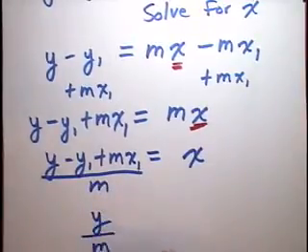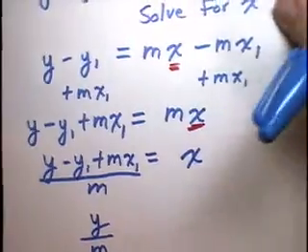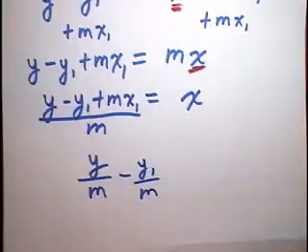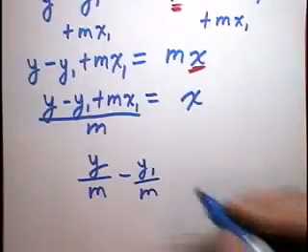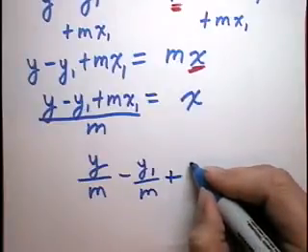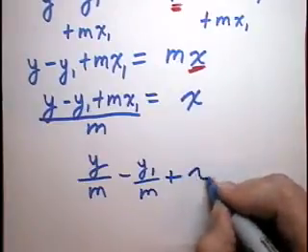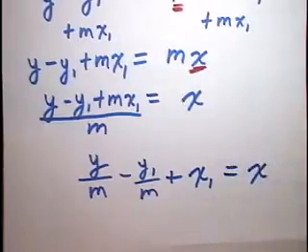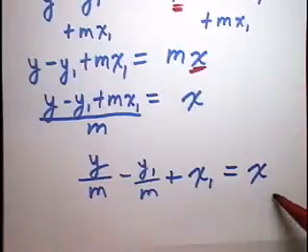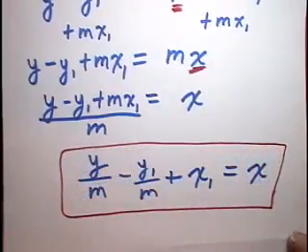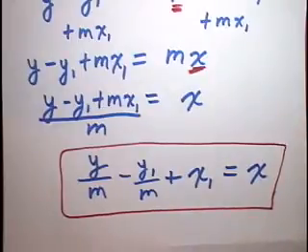Well, y over m, there's no way to simplify that. Minus y1 over m, there's no way to simplify that. Plus the m in the mx1 over m, the m's are going to cancel, so I'll have the x1 there with no fraction, equal to x. So this finally has the x by itself on one side of the equation, so that I've solved the entire equation for x.